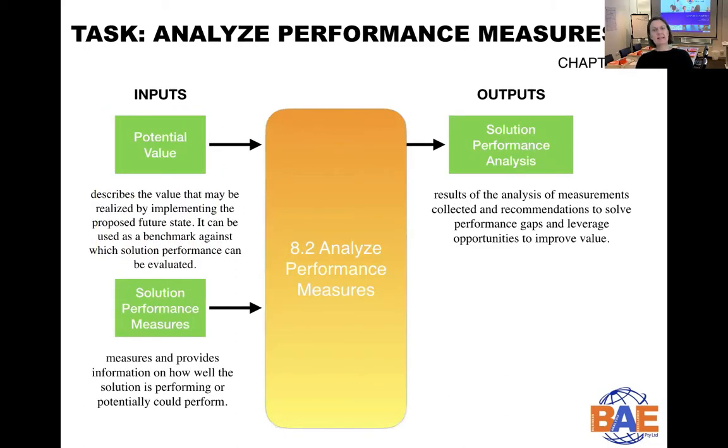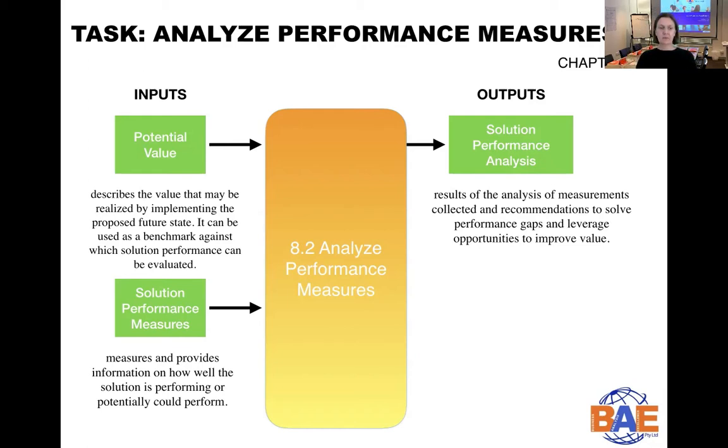If we look at the inputs and the outputs of analyze performance measures, the first thing that is an input is the potential value. This describes the value that may be realized by implementing the proposed future state. It can be used as a benchmark against which solution performance can be evaluated. So if you have that information available where you know, okay, this is the potential value we're expecting, let's compare it to what's happening at the moment. And that will help us make a decision for the future.